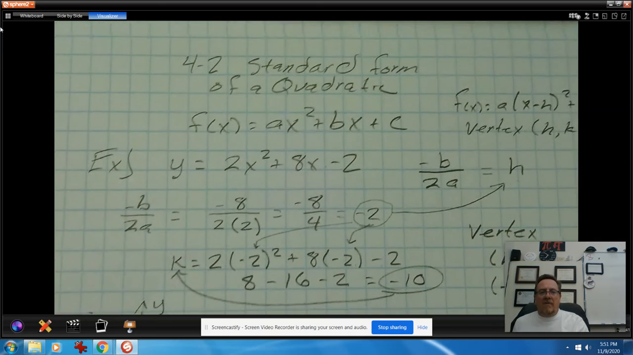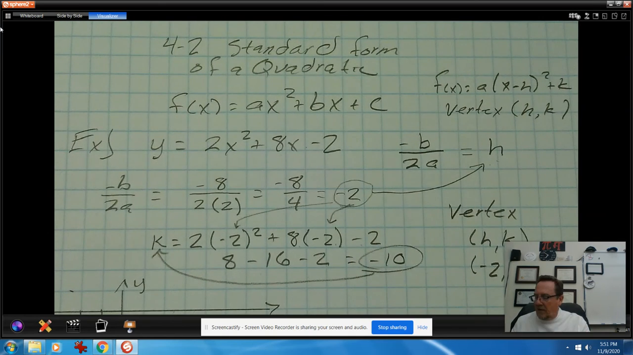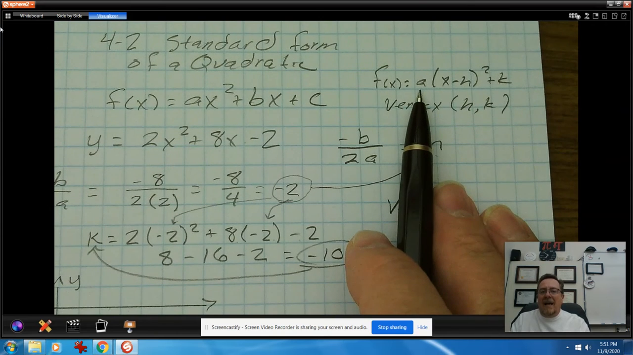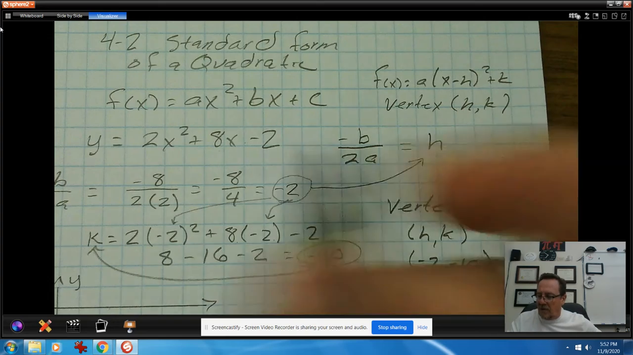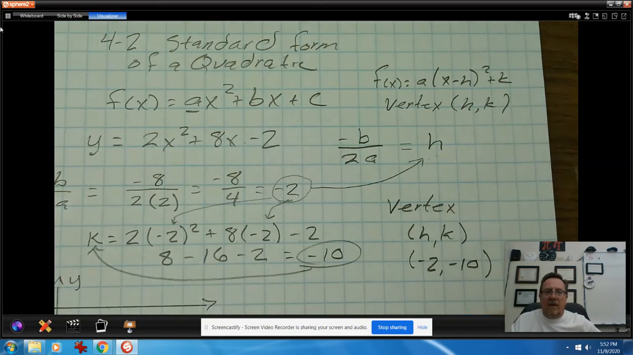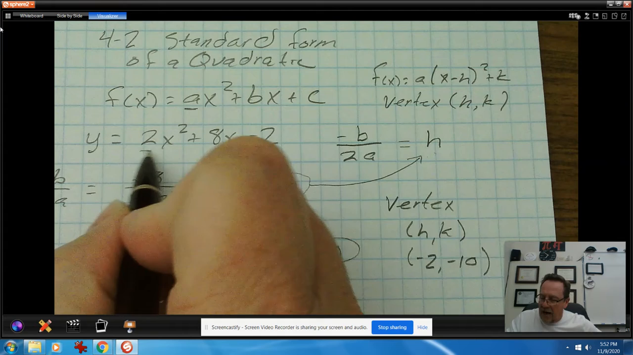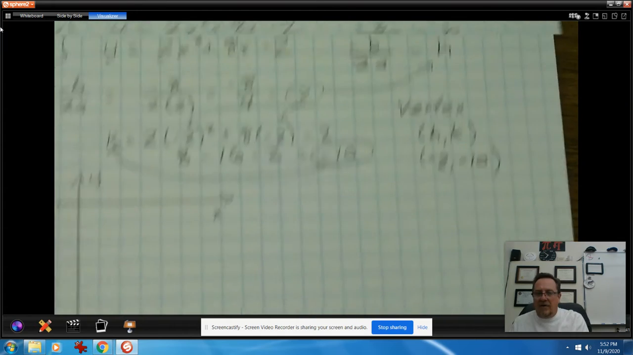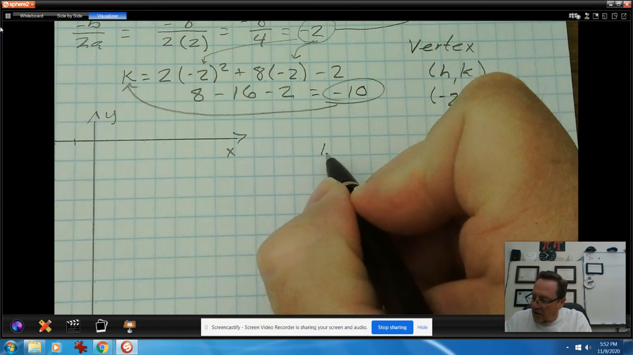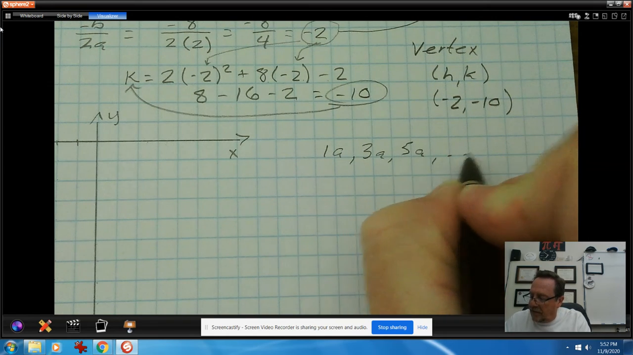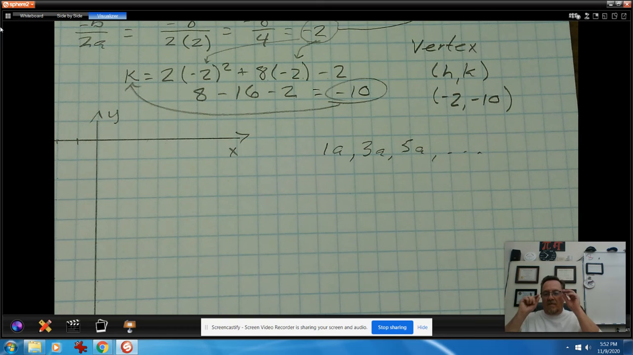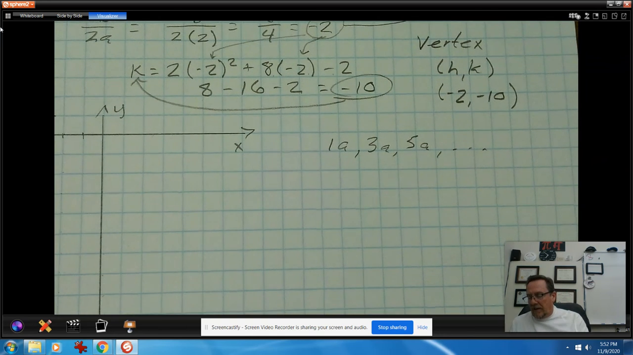But how do we know where to go from there? Well, recall that when we were looking at vertex form, A was the indication of where my next points are going to go. And it serves exactly the same purpose in standard form. So A is the number that comes in front of the x squared term. In this case, our A is 2. And our pattern, remember, was 1A, 3A, 5A, and so on, right? We're going to take each odd number times the number A to figure out where we go.